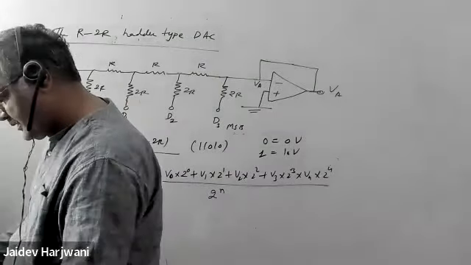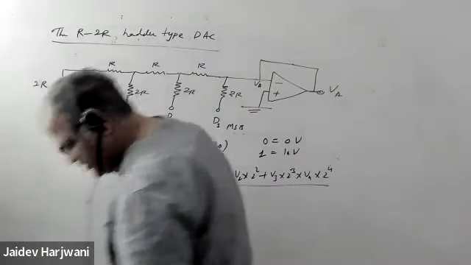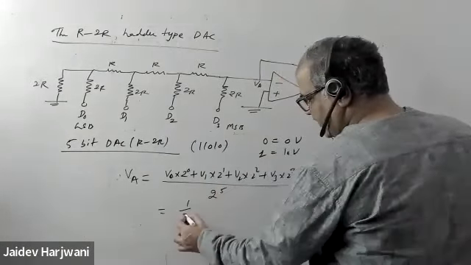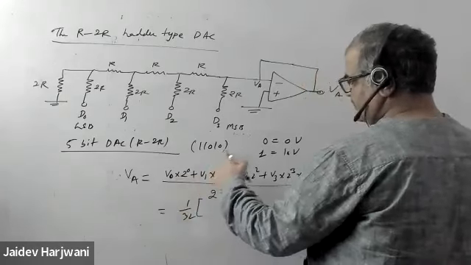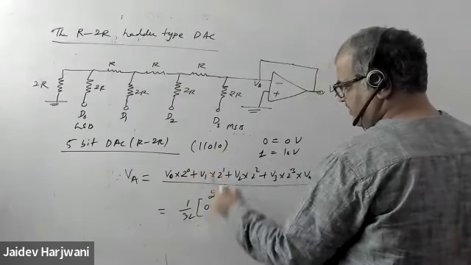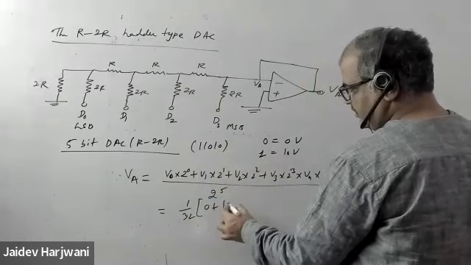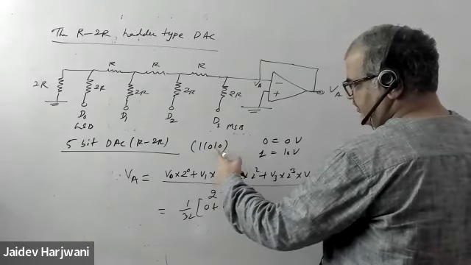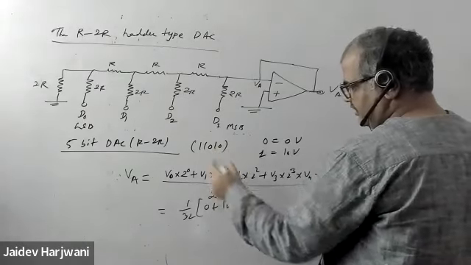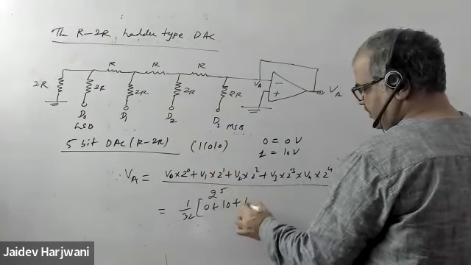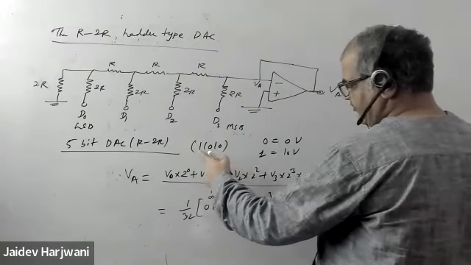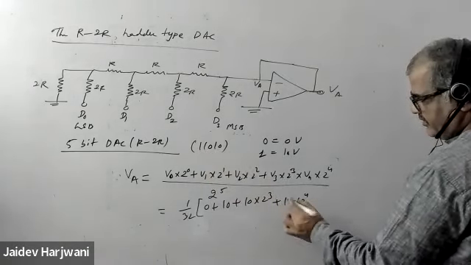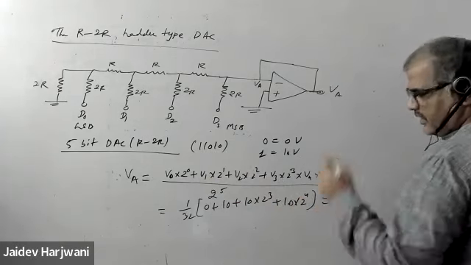Now this is 5 digit, so you can put 5 here. So now you have 1, 3, 2. V0 is 0, so 0. V1 is 1, 1 means your 10 volt. V2 is 0, so nothing. V3 is your 10 volt into 2 power 3, and V4 is again 1, so 10 into 2 power 4. Solve and tell me what is the answer.